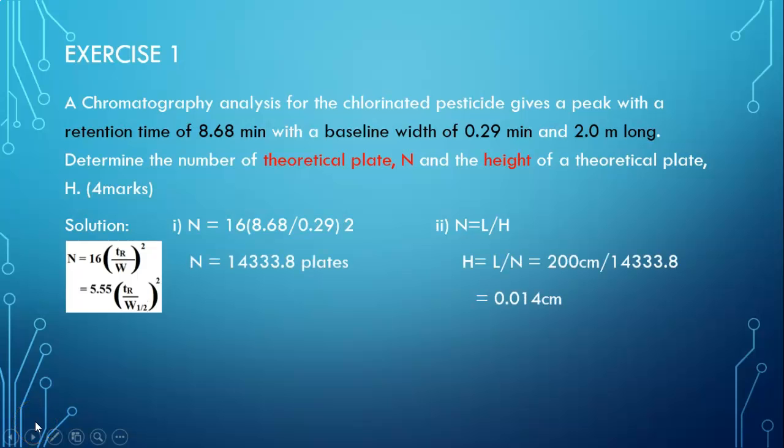and the value you will get is 14333.8 plates. So the next question is to calculate the height, which is given by the formula n equals L over H. Basically, the theoretical plate height is measured in centimeter units, so you need to convert the 2 m length to centimeters. So we get 200 centimeters divided by the number of theoretical plates we got here, and then we get the answer for the height, which is 0.014.